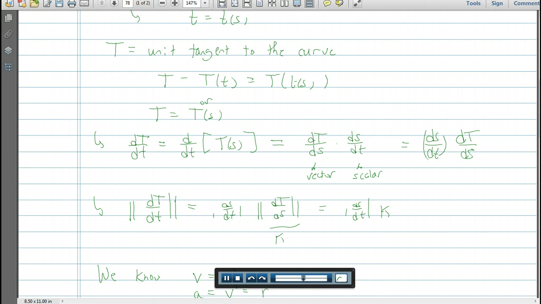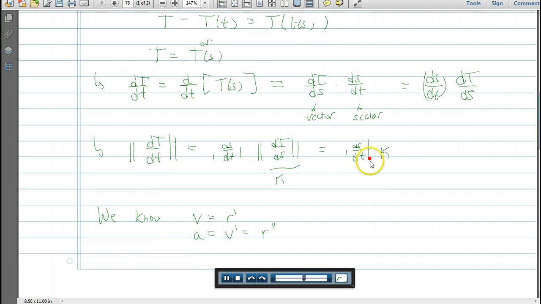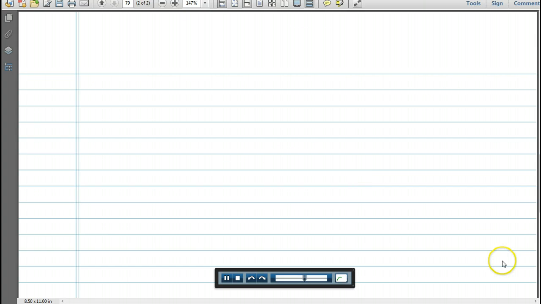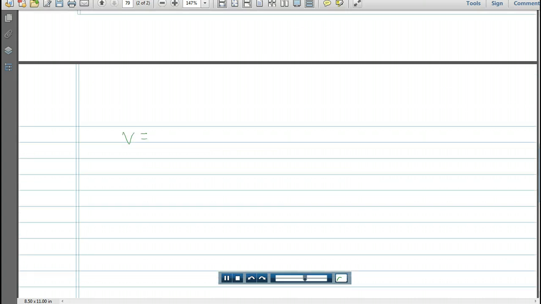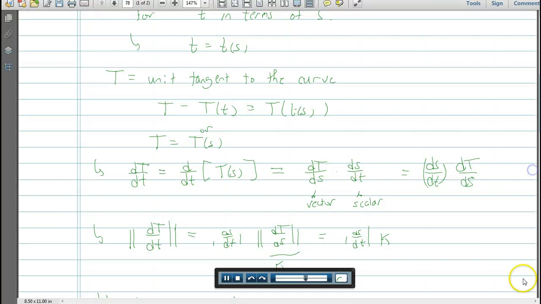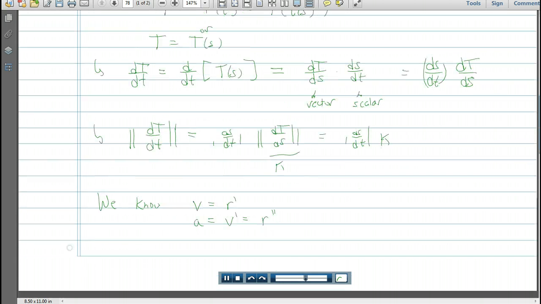Okay, so just skipping ahead a little bit, we can see that we get the length of the derivative of the unit tangent in terms of the curvature and the speed, or the magnitude of the speed.